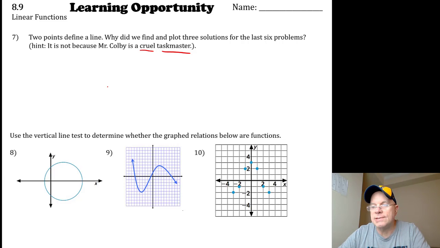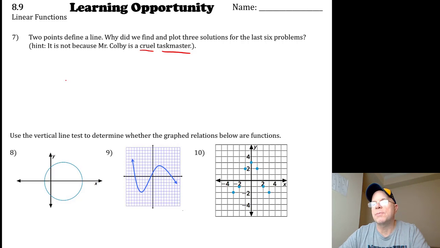That third point checks the other two. In other words, you could put any 2 points you want on a coordinate plane, and there's going to be a line through those 2 points. But if the third point is also on that line, then you know you've got the right line. If you made a mistake with any one of those 3 inputs calculating the output, you won't catch that error until you make the third point.